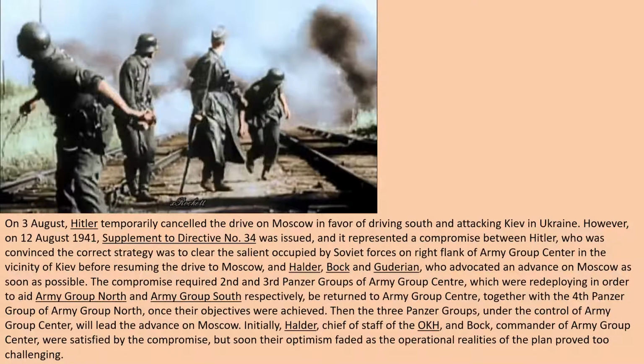So they would use forces, bring them down to attack Kiev. Once that was over, they would head back up north and assist in the Moscow offensive. So they were satisfied with the compromise, but soon their optimism faded as the operational realities of the plan proved too challenging. Hitler was really trying to push for moving units around and then pushing up north after that.